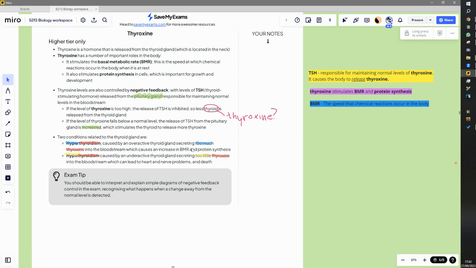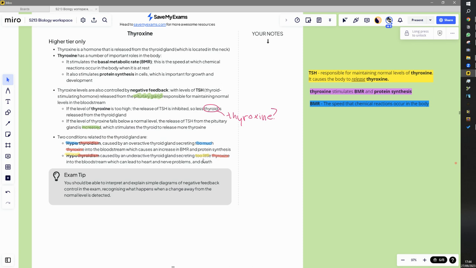It doesn't say here what would be such a bad thing about that. If my metabolic rate was too high or my protein synthesis was too high, what would be the downside to that? It doesn't say. So maybe, I'm not sure if that would be needed for your GCSE, but we could look into that as well if we need to.